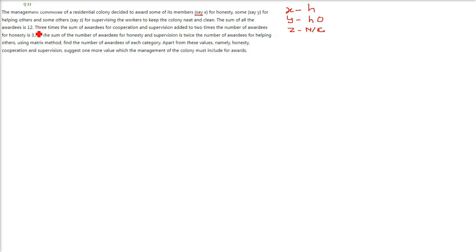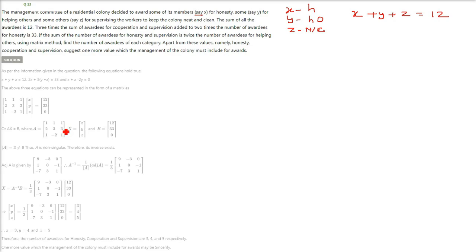The sum of all the awardees is 12. So the number is what we have to see here. X plus Y plus Z is equal to 12. Sum of awardees is 12. So the first equation is this. If you are able to form the equation, as I told you already, you will be able to solve the question.